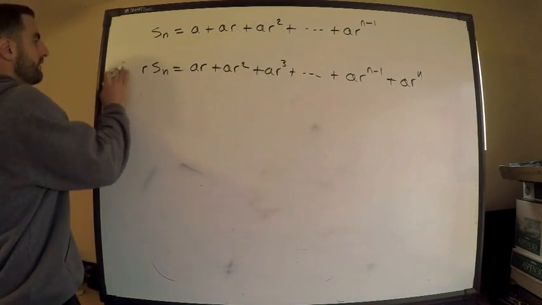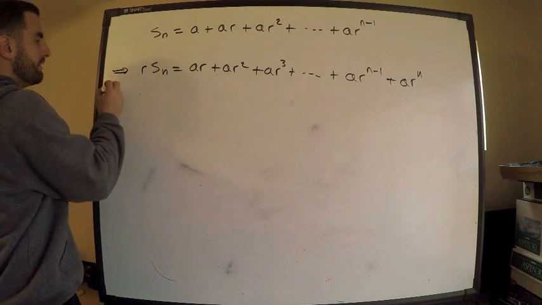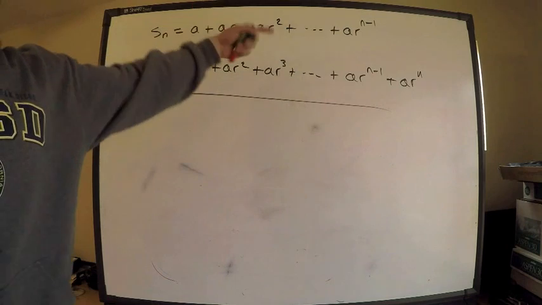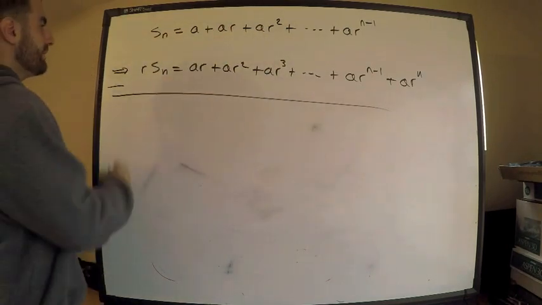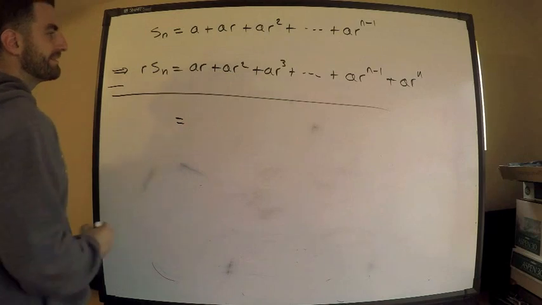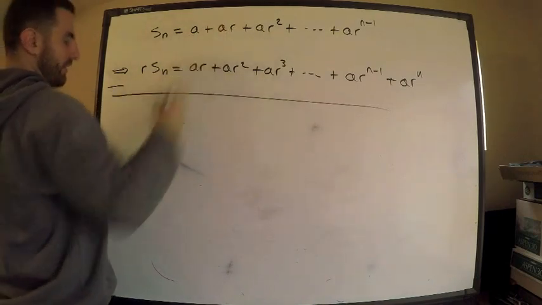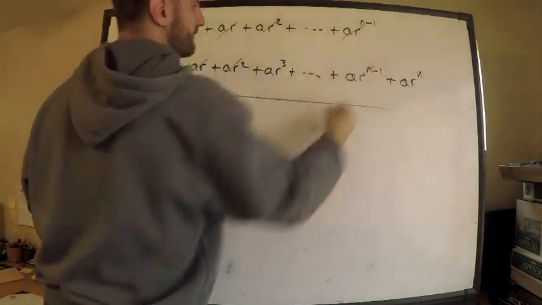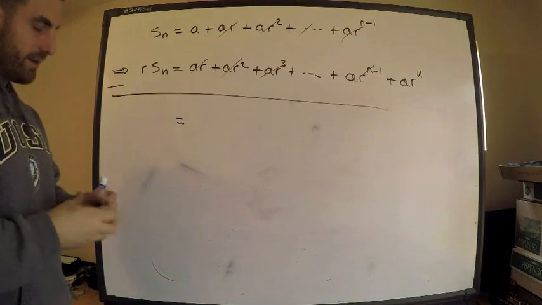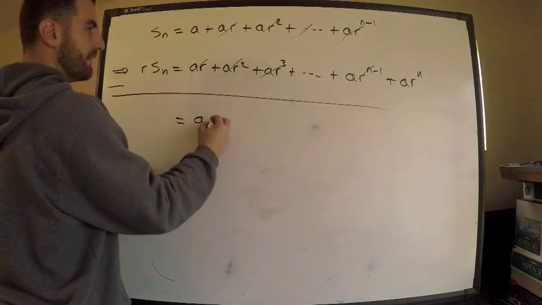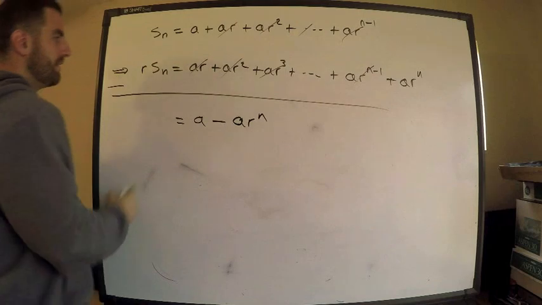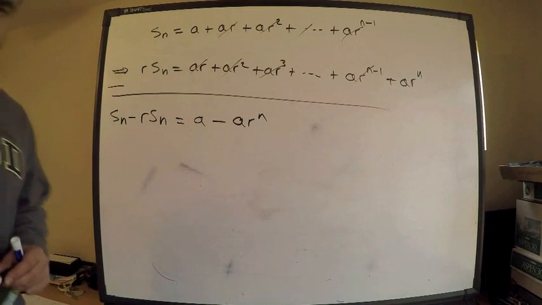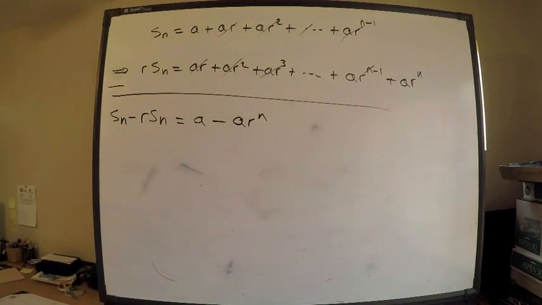Subtract everything. On the right-hand side, subtract piecewise, every single piece, combine like terms. Well, what's gone? On the right-hand side, these are gone, right? This is gone, this is gone, this is gone, this is gone, this is gone, this is gone. And this one will be gone with this one. So what I'm going to get on the right-hand side is just a minus ar to the n. What's on the left-hand side? Sn minus r Sn.